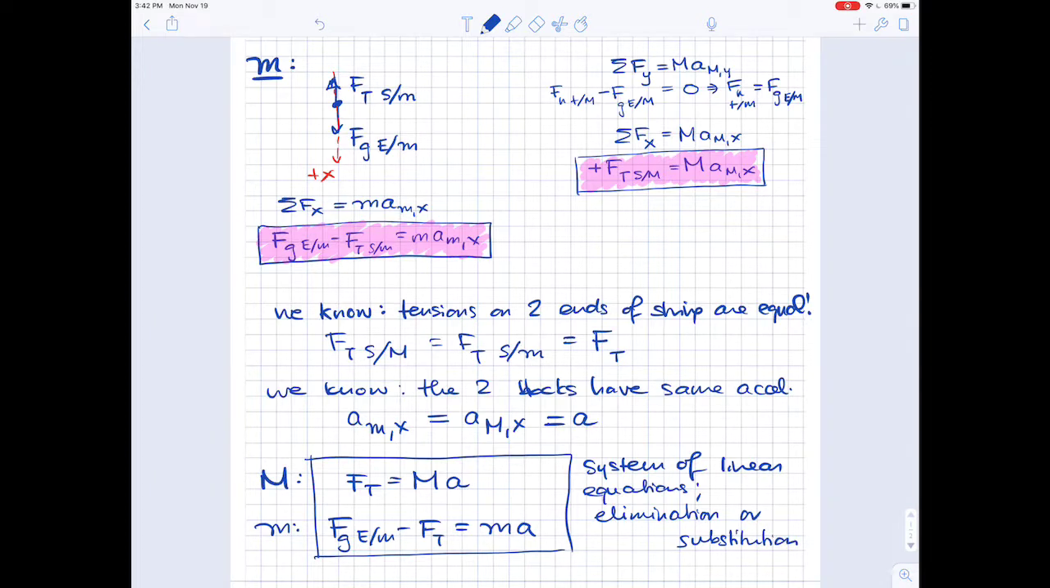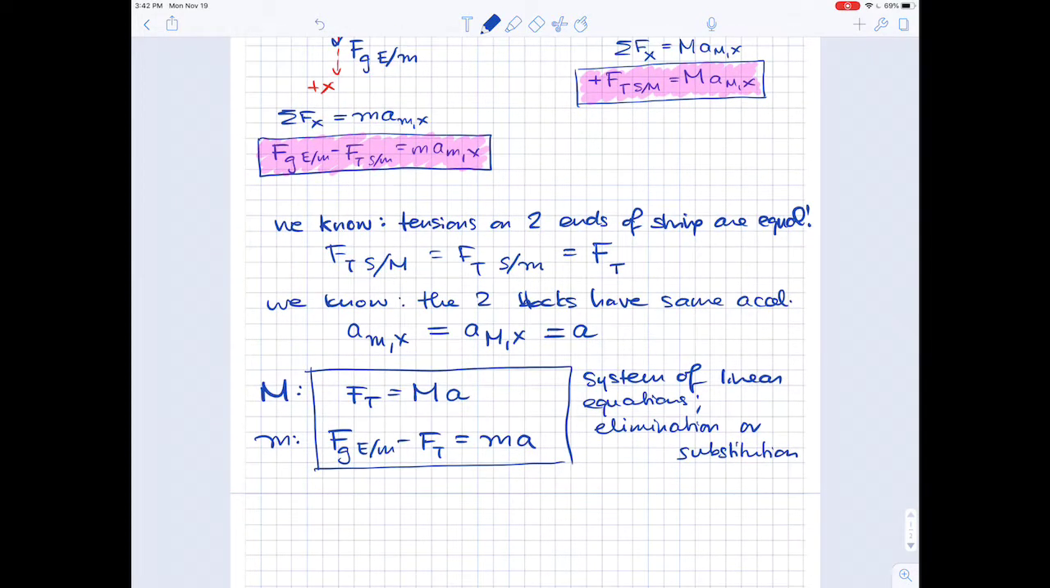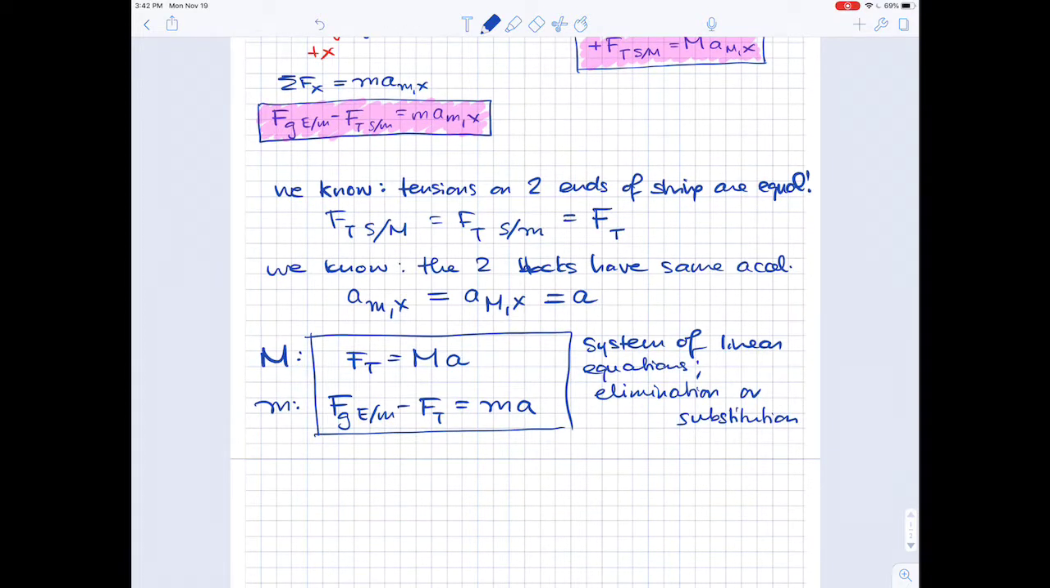In this case, I think elimination is going to be easier. So I'm just going to add the two together. I add the top equation to the bottom equation, and I get the gravitational force from the Earth on the hanging mass equals, because we have one positive tension force and we're adding it to a negative tension force, and those two things add up to 0. So we have the two accelerations that add together.